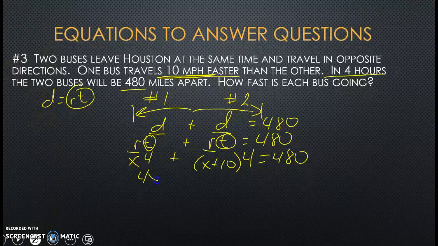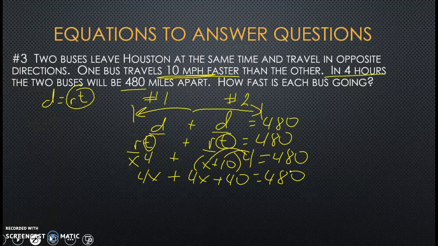Probably better looking would be something like this. Instead of X times 4, I'm going to write that as 4X. And then I'm going to distribute this 4 kind of backwards. 4 times X is another 4X. 4 times 10 is 40. And that equals 480. Well, 4X plus 4X is 8X.